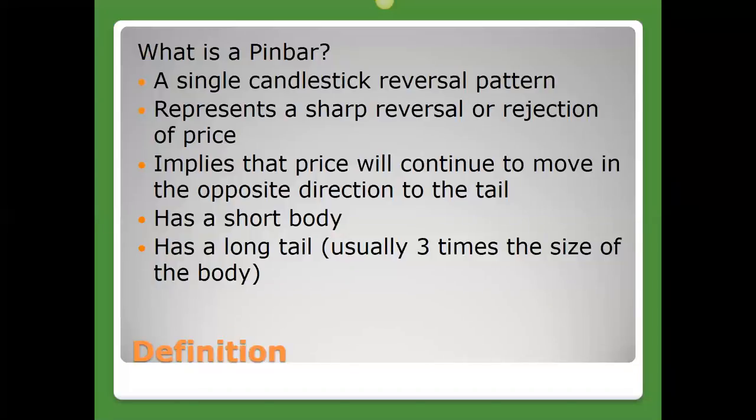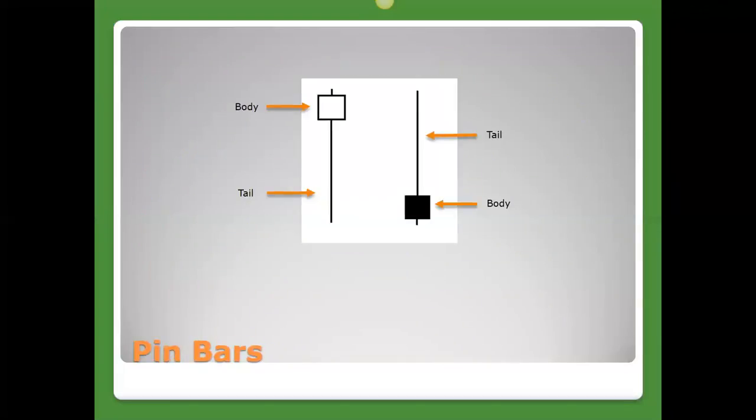So when we see a pin bar form, usually there'll be a long tail and a short body. And this goes for both bullish and bearish pin bars. So let's take a look at what it actually looks like. This is an example of a pin bar, or two examples of a pin bar. This here is the body. We have open and close, and the body is really small compared to the wick or the tail of the candlestick. So when something looks like this, we call this a pin bar.